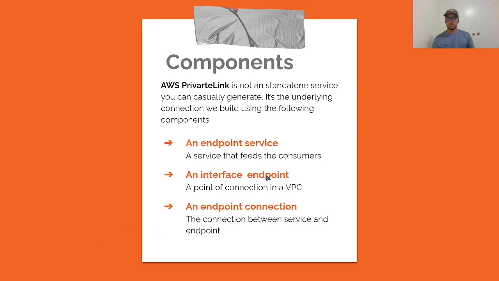So, as we saw on this architecture, an AWS PrivateLink has its components, meaning it is not any standalone service that is available in the console that you can just click and figure everything out. So you have to create an endpoint service and interface endpoint across different VPCs. This can be on two different VPCs on the same account or across accounts. And the connection between the endpoint and the service is called an endpoint connection. So let's just say PrivateLink is the underlying connection between the service and the endpoint.